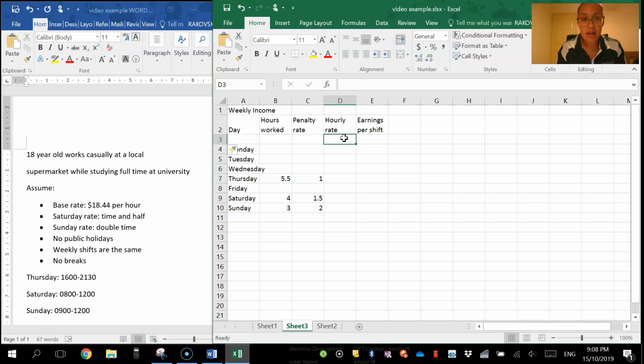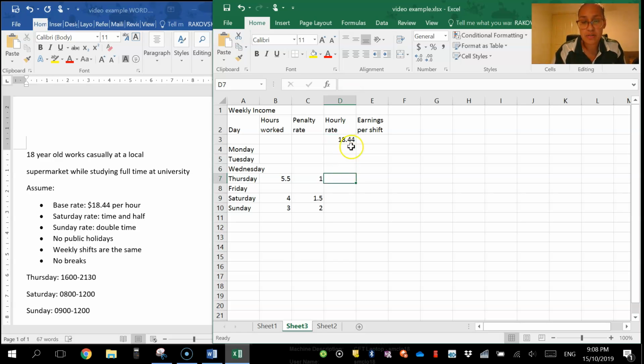I'm going to put my hourly rate in, and that's 18.44. You know how I normally drill you guys about using units in Excel? You have to leave them out unless you format the cell to represent units. So we can do that afterwards. But for now, we're going to leave the numbers without dollars and other units. It just makes it easy for Excel to do the calculations for you.